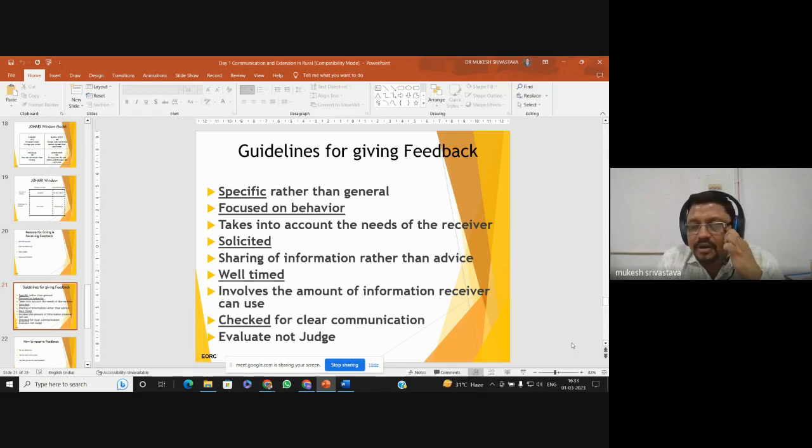Solicited means that if you are giving some feedback to the particular villager or some person, that person should be ready to receive that information. If he is not ready to receive that information, then you do not give that kind of information. Sharing of information rather than advice.